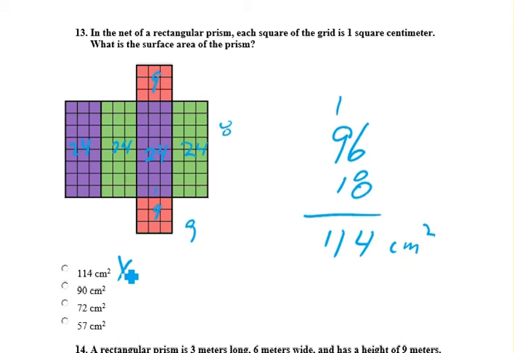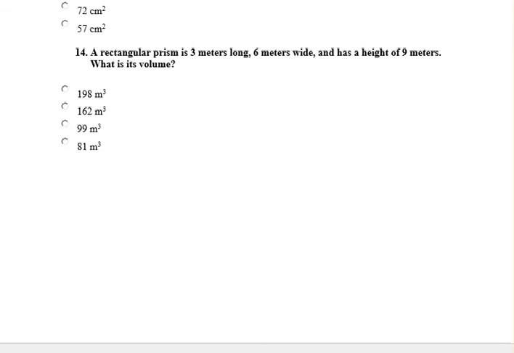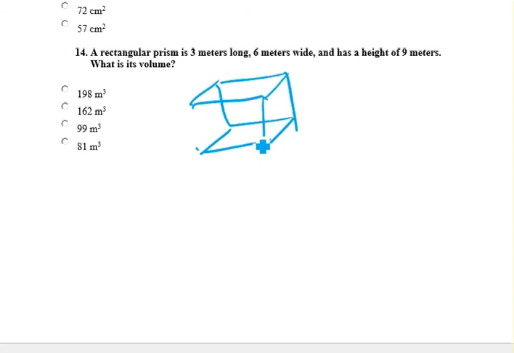And it's number 14. We've all been waiting for this all night. It's a rectangular prism. What I like to call a box. And they want to know volume. This box. There's my box. And it's 3 meters long. So I'll make this 3. 3 meters long, 9 meters high, 6 meters wide. And volume.